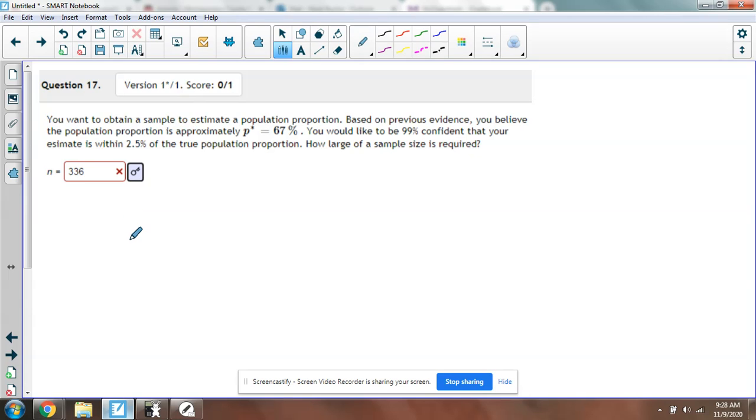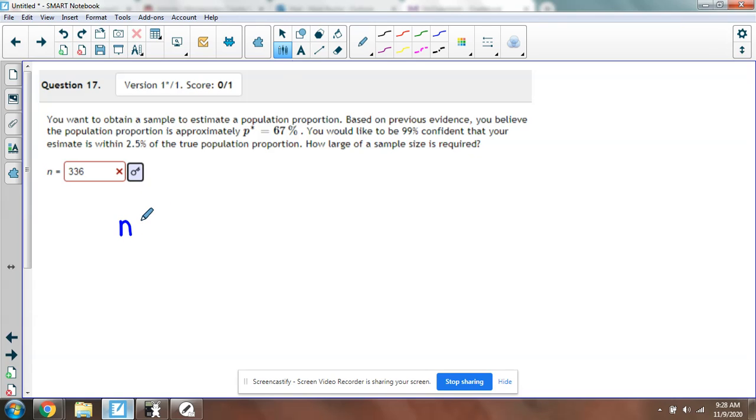So the formula for this, when you're looking for the sample size for a proportion confidence interval, wait till my pen starts working. Okay. Very nice. Okay. Let's get going here.